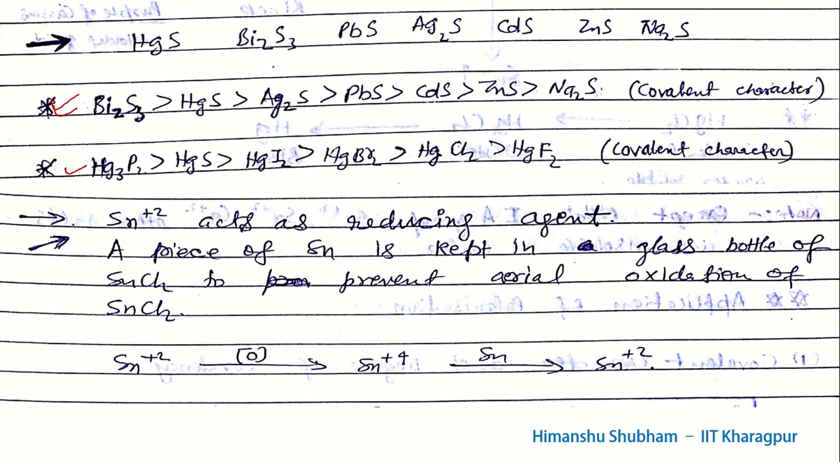Now we have this fact that Sn2+ acts as a reducing agent. Obviously we have learned that Sn wants to be in the +4 oxidation state. So if it is in the +2 oxidation state, it would desire to be in the +4 oxidation state, and in the process of getting oxidized to +4, it would reduce the compounds in the reaction. That means it would act as a reducing agent. Now to prevent the oxidation of tin, we keep a piece of tin in the glass bottle, so that when it oxidizes to Sn4+, it again gets reduced to Sn2+.